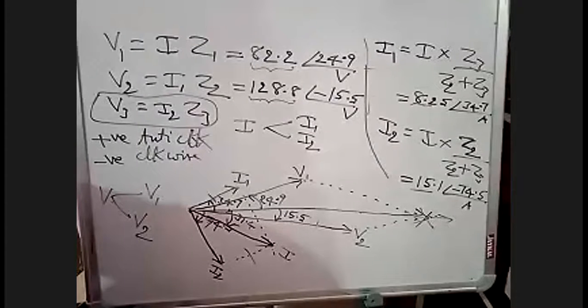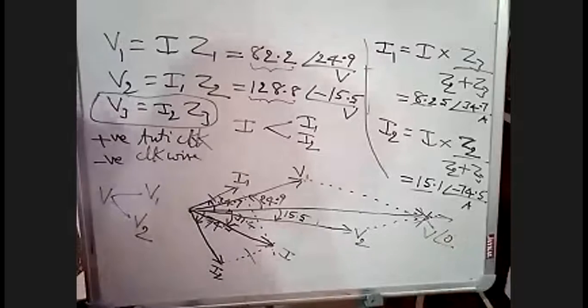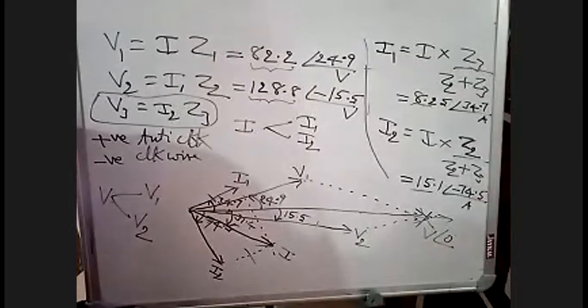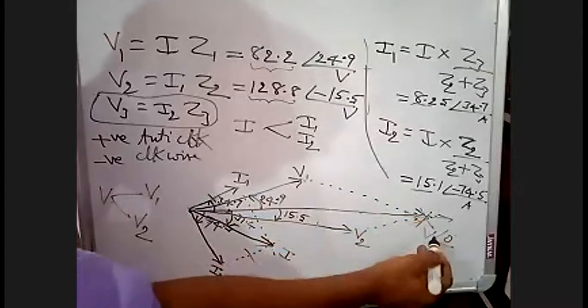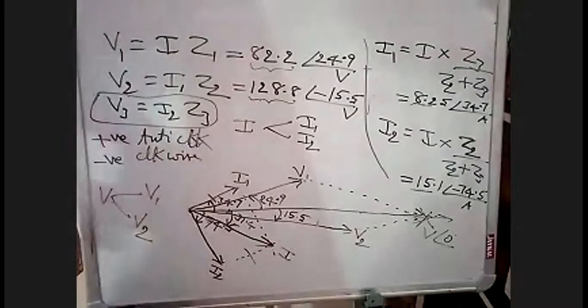Okay. Now what is the angle for V, the total voltage? What is the total voltage? 200 at an angle 0. See your circuit. So this V1 and V2 are intersecting on the x-axis. On the x-axis the angle is 0.